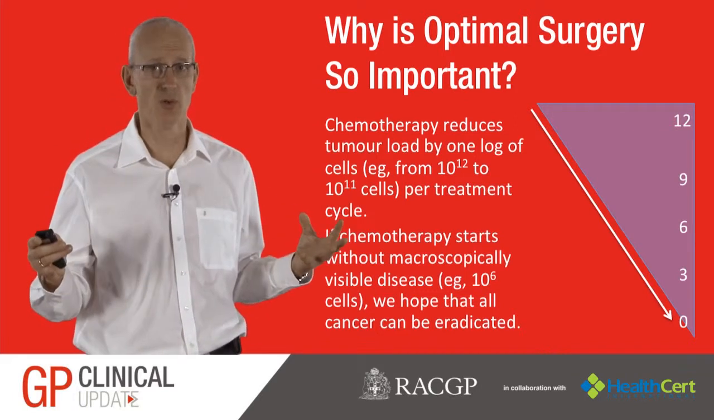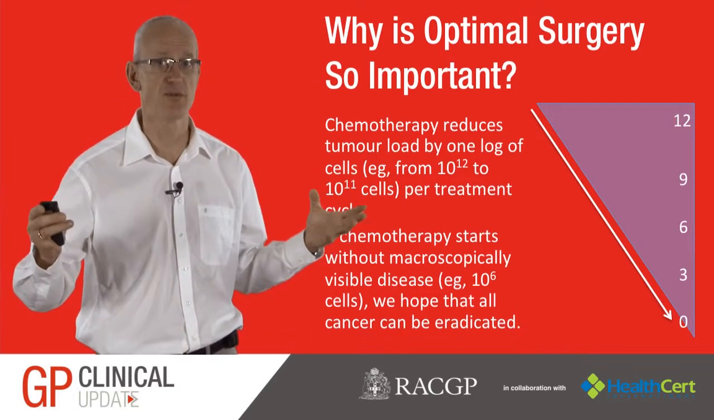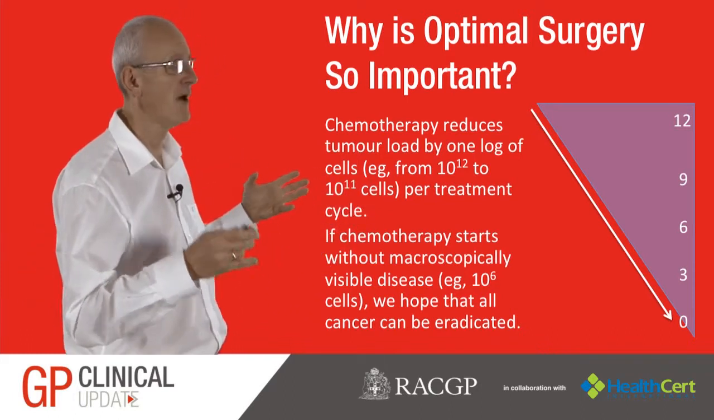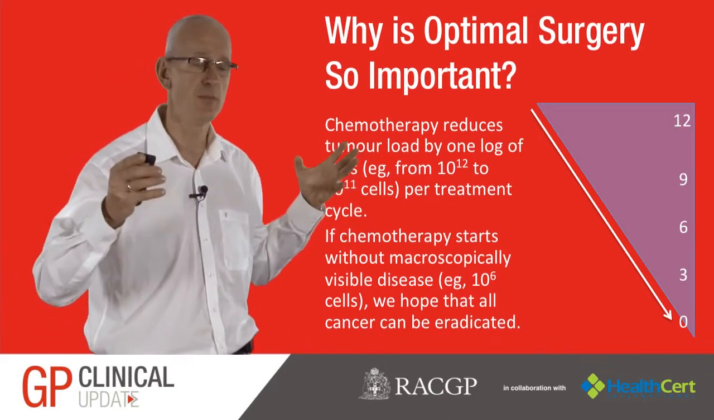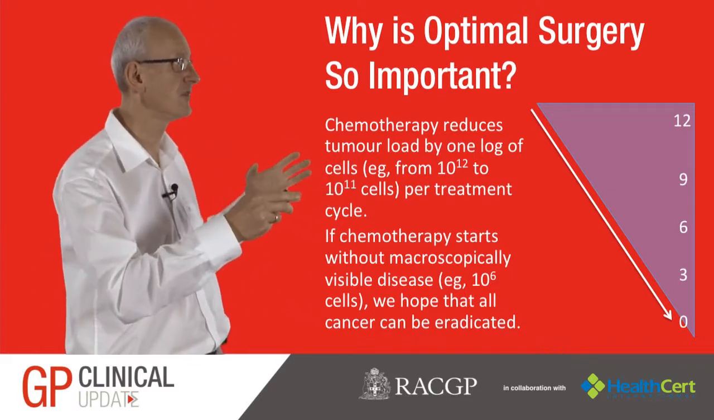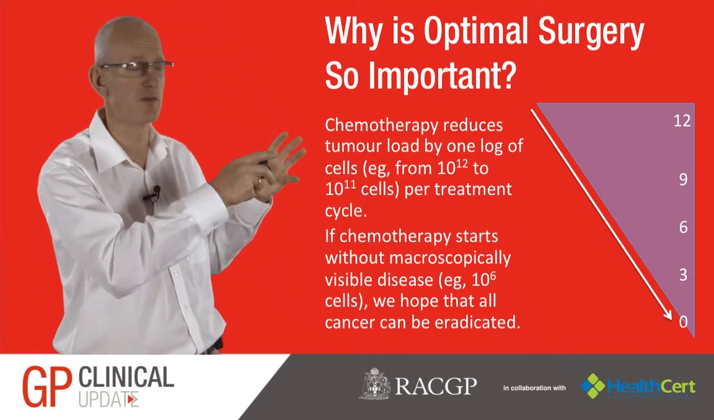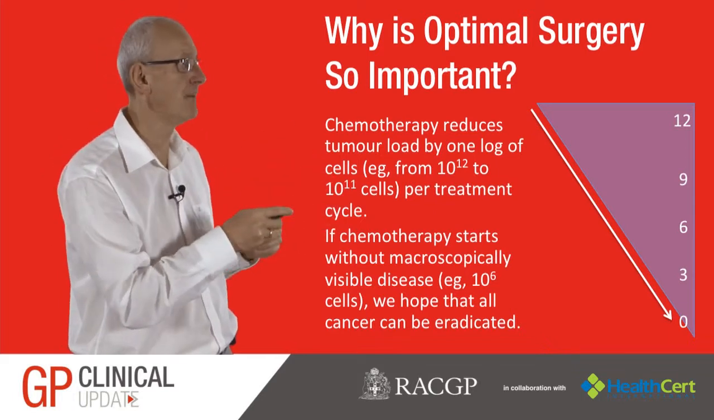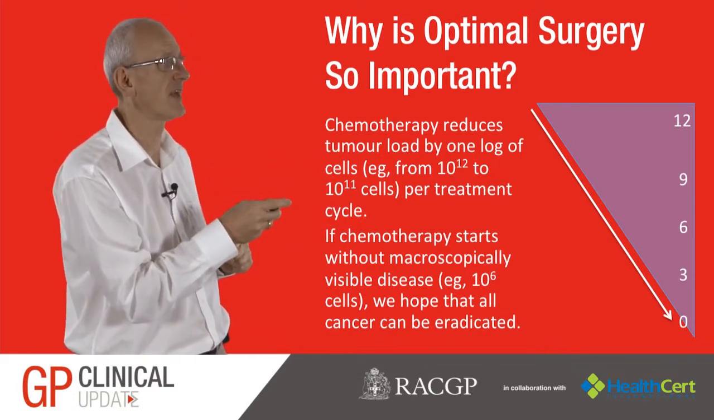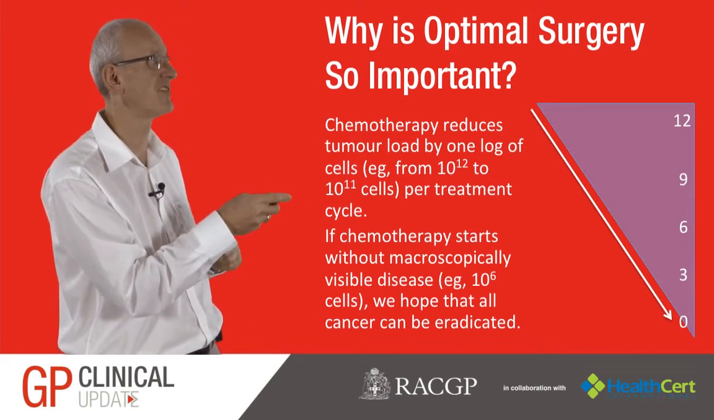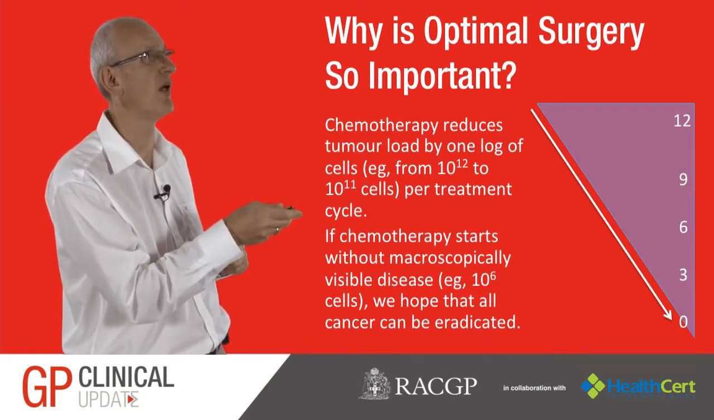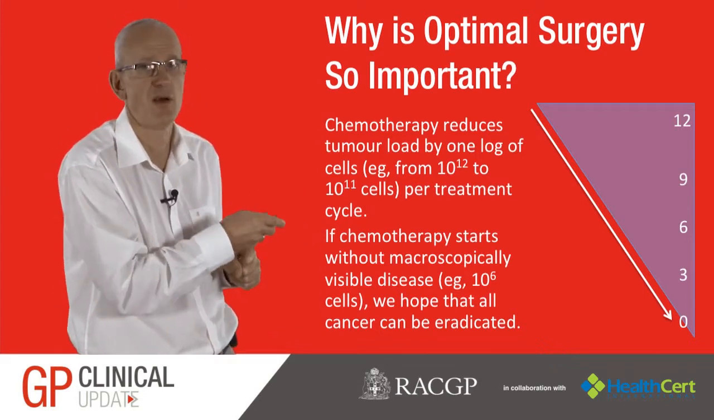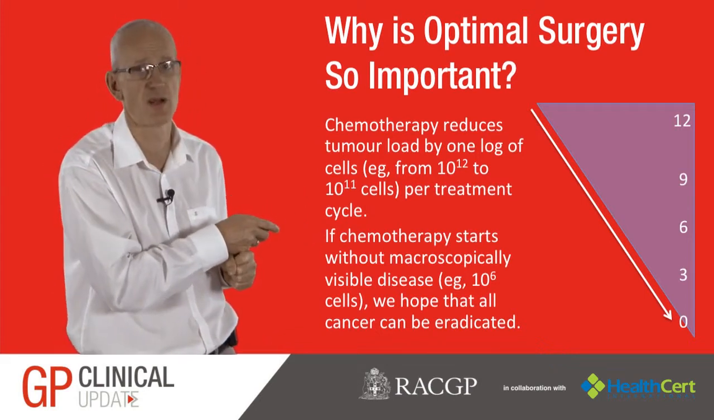So why do we do all this? Why do we do these massive operations? Why is optimal surgery so important? Well, because chemotherapy kills tumor cells by 1 log per each treatment cycle. And basically, if we start chemotherapy at, let's say, 10 to the 12th, we get down to 10 to the 6th after 6 cycles of chemotherapy.